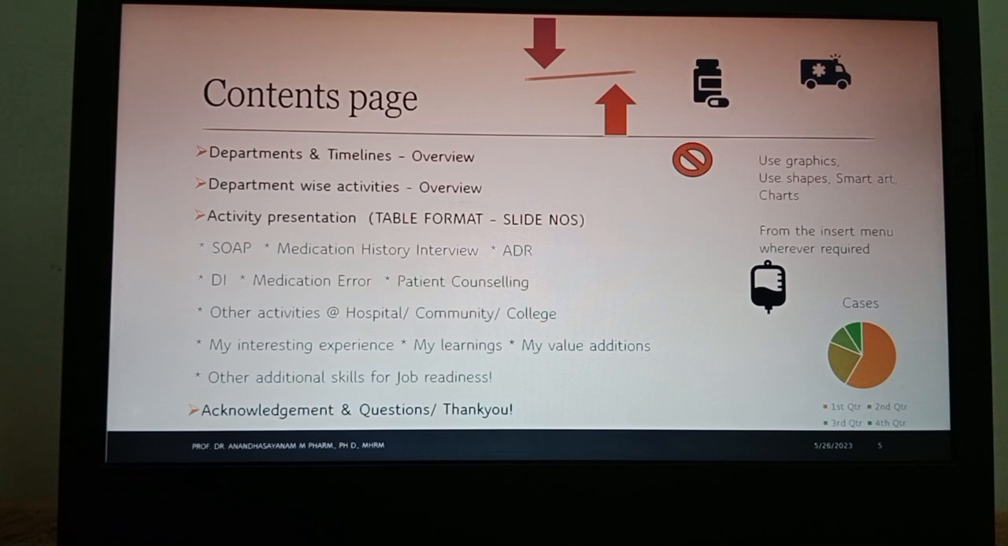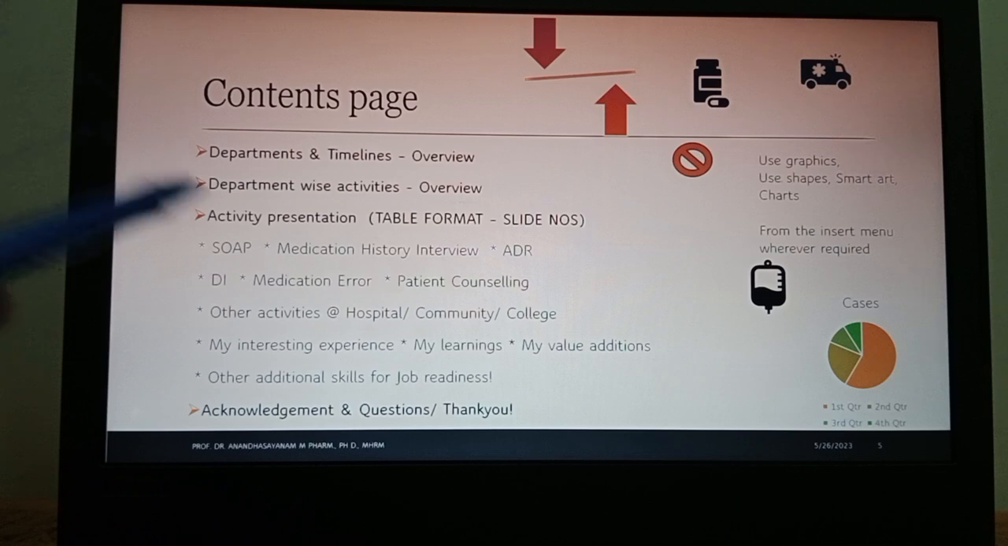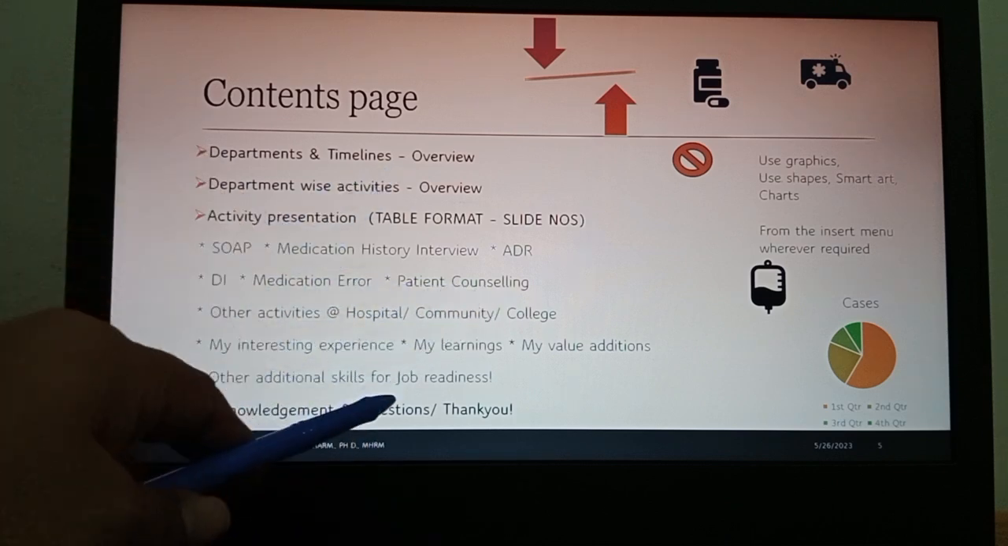So in the content page, you need to mention which departments, what timelines you have worked, the overview of it, and the department wise activities you have done. We will see in detail what needs to be written over there. The activity presentation should be in a table format with the slide numbers: SOAP, slide 3 to 6, 3 to 10, medication history interview, slide 4 to 5, like that. You have to mention the slide numbers in a table format.